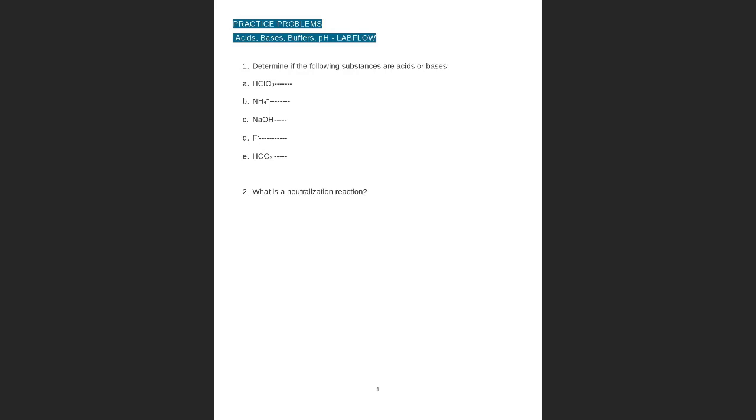Yes, exactly. So what you can do is look at this and say, can this donate a proton? No, because it doesn't have one. Can it accept a proton? Yes, it can, because it forms hydrofluoric acid. So then we are going to say that it's a base.